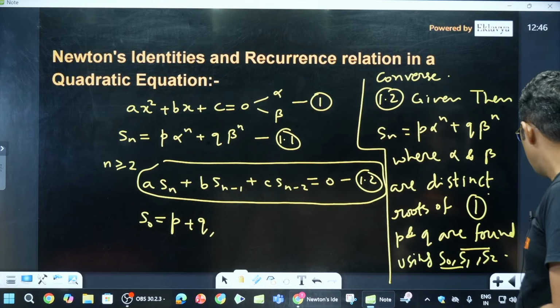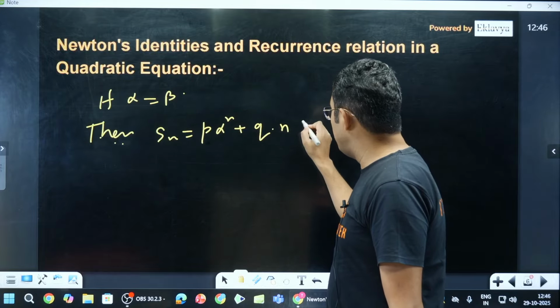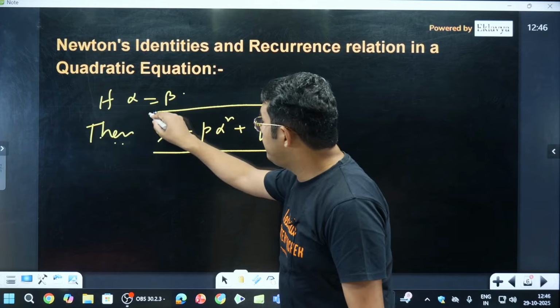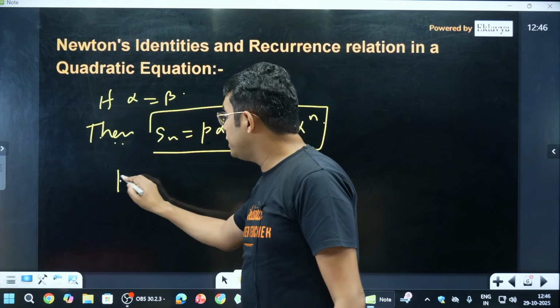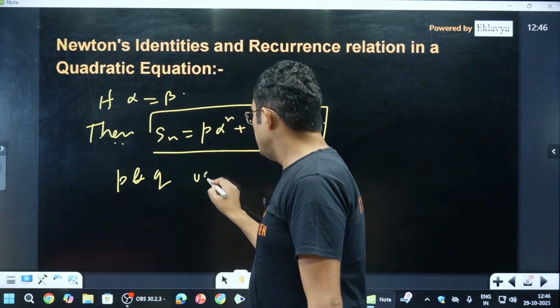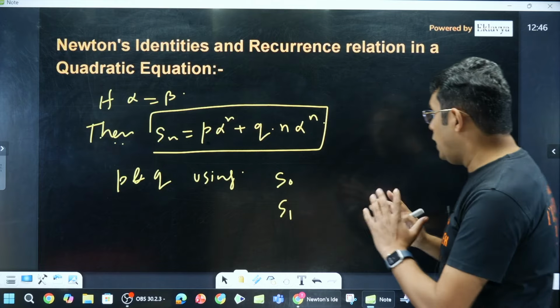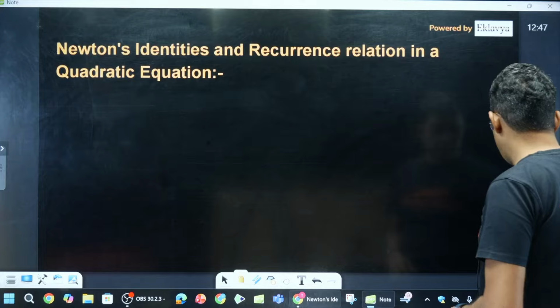So distinct roots I said, but if alpha is equal to beta, then the solution will not be Sn is equal to p into alpha power n plus q into beta power n, because beta is equal to alpha only. In this case it will be q into n into alpha power n. If alpha is equal to beta, once again p and q are found using S0, S1. I'll tell you how S0, S1 are used with one example.